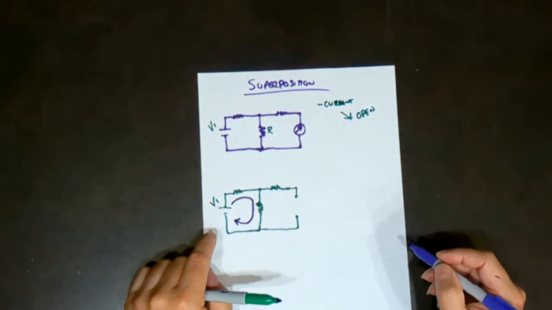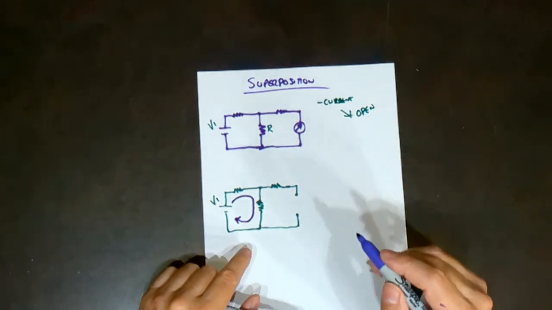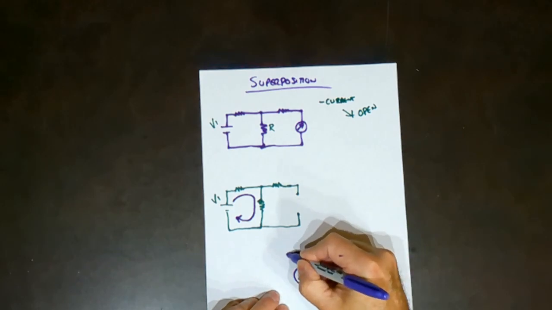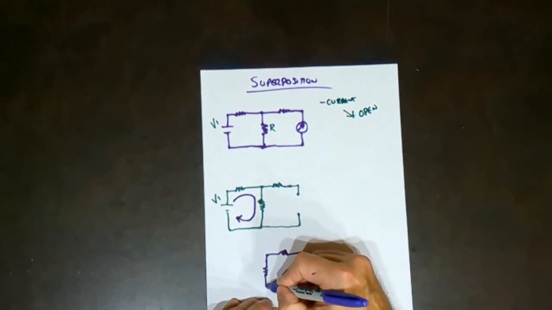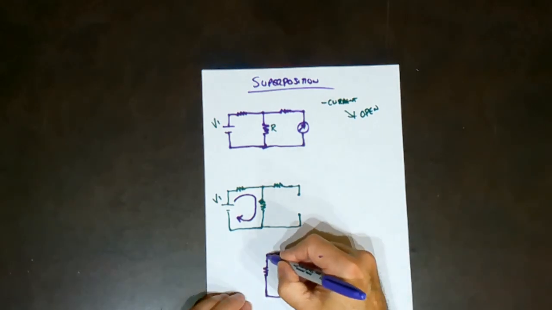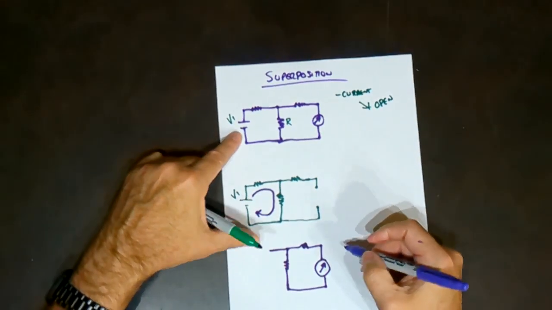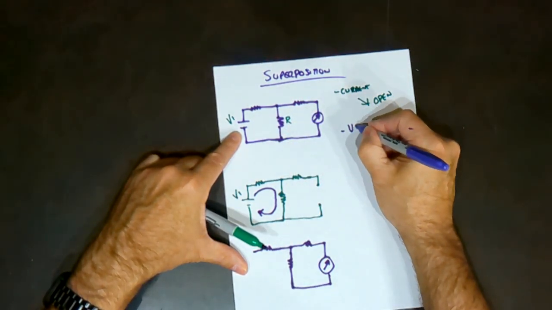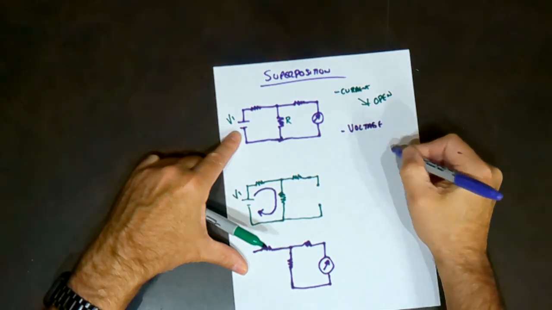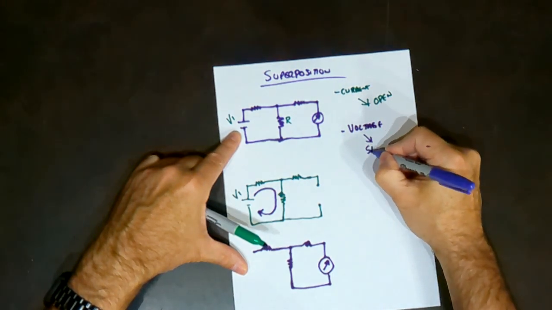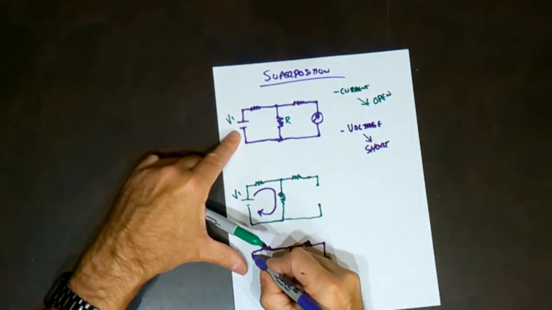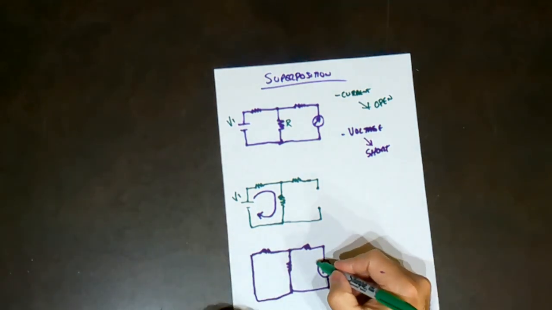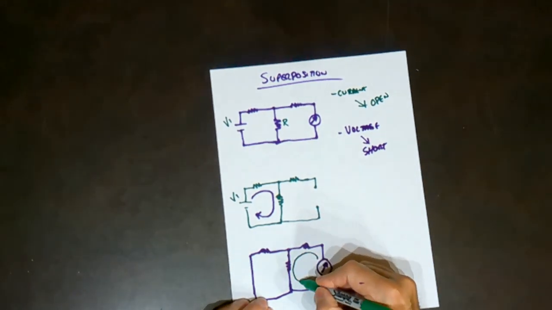Once you have that current done, then you're going to focus on the other supply. On the other supply, we have to get rid of this one. If you're getting rid of a voltage supply, you actually short it. So that means you replace it with a line. And now, from this supply, you're going to find your currents.